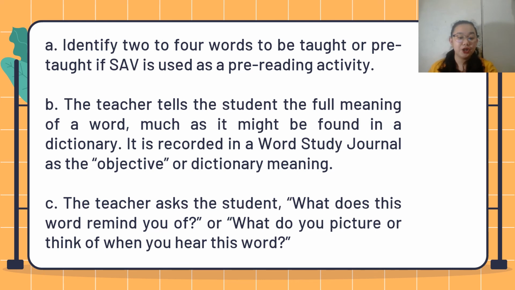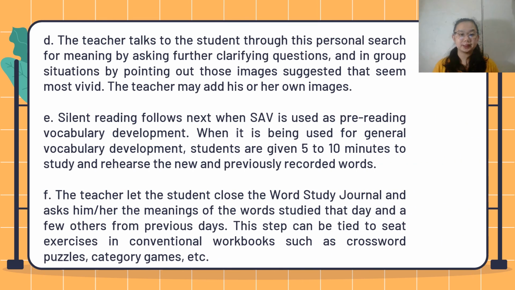Third, the teacher asks the student, "What does this word remind you of?" Or, "What do you picture or think of when you hear this word?" Next, the teacher talks the student through this personal search for the meaning by asking further clarifying questions, and in group situations by pointing out those images suggested that seem most vivid. The teacher may add his or her own images.